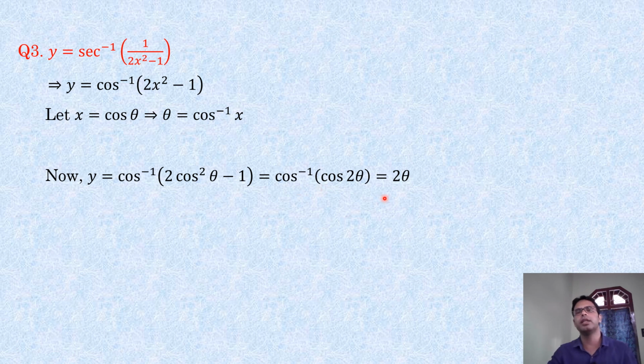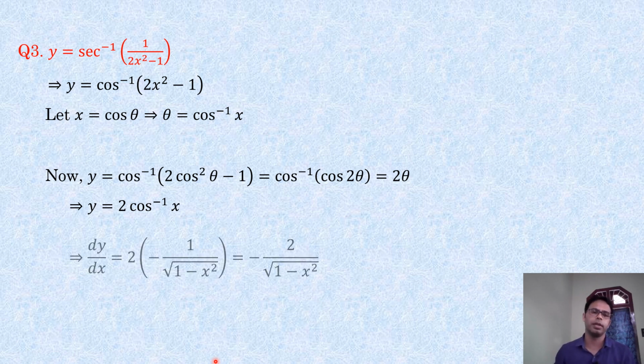So I directly remove this, and it becomes 2 theta. Okay, then replace theta with its value. Theta is cos inverse x, so here use cos inverse x. So finally y will be equal to 2 cos inverse x. Now we have the formula for the cos inverse x derivative. So dy/dx is equal to 2 into the cos inverse derivative, which is minus 1 by root over 1 minus x square. So it is simply minus 2 by root over 1 minus x square, and that is the completion of the problem.